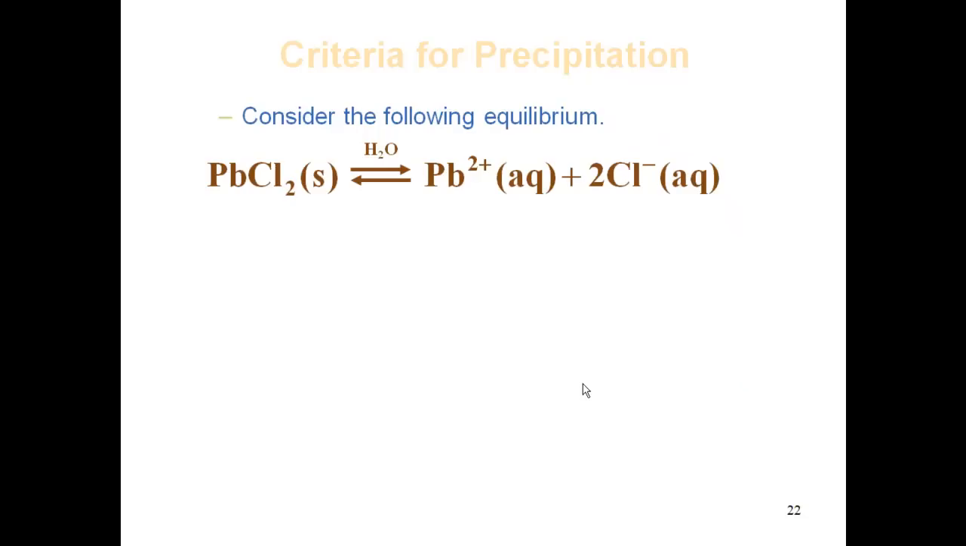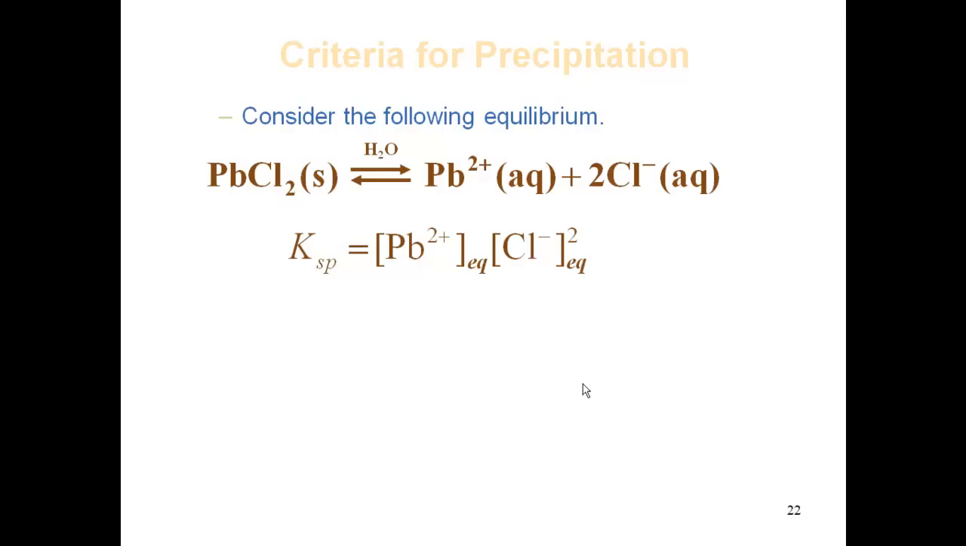Consider the following equilibrium. Lead 2 chloride breaks up into lead 2 and 2 chloride ions. We can set up the KSP for this expression as we've done before. It'd be the concentration of your lead ions to the first power times the concentration of your chloride ions to the second power, accounting for that coefficient. And these are equilibrium values, meaning that I have saturated amounts of lead and chloride in solution. When I multiply them, I get the KSP value.